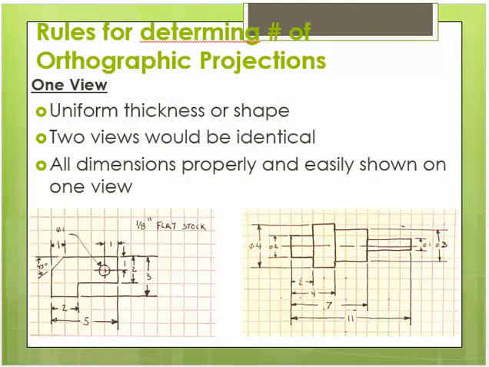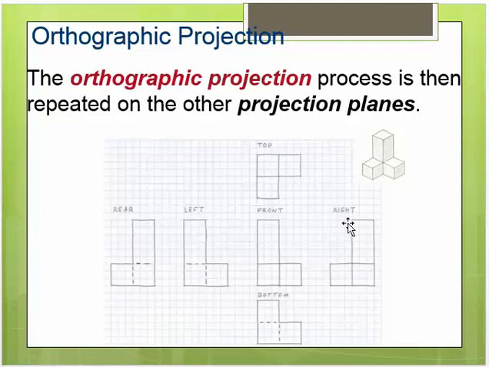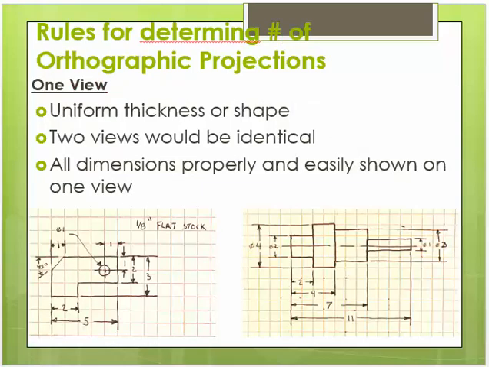Rules for determining number of orthographic projections. Well, how do I know? Because, here's an example where they drew 1, 2, 3, 4, 5, 6 different orthographic projections. How do I know how many to draw? Well, rules for it. If you're going to have one view, here's an example of where they only had one view. Uniform thickness or shape. Two views would be identical.